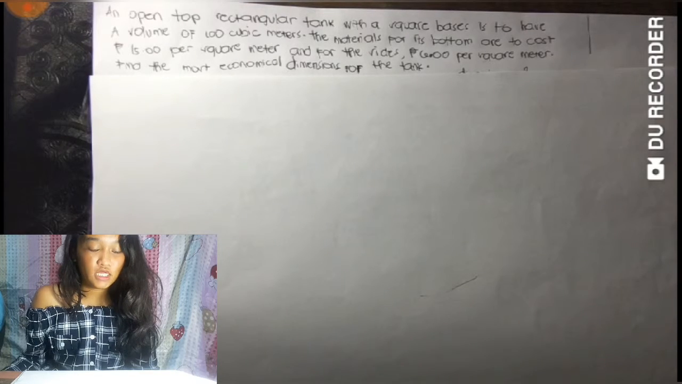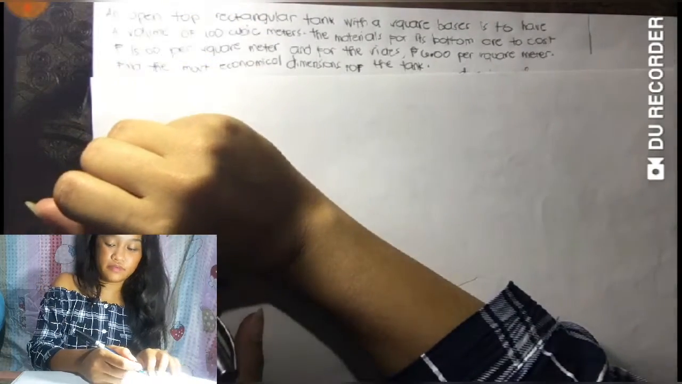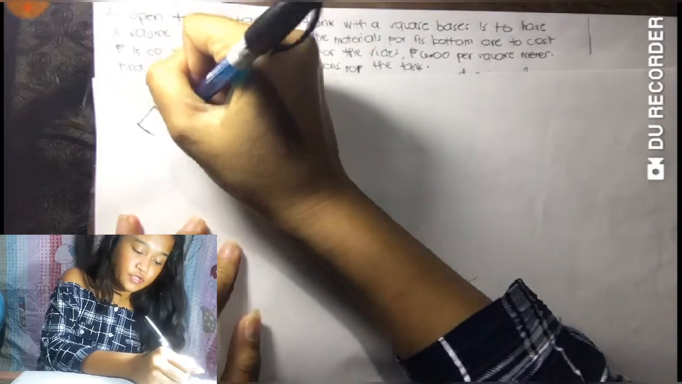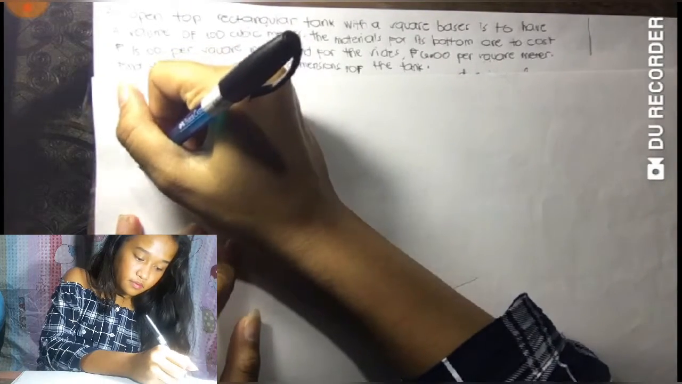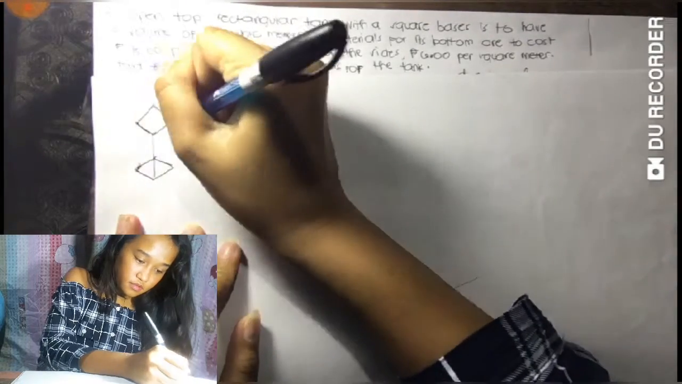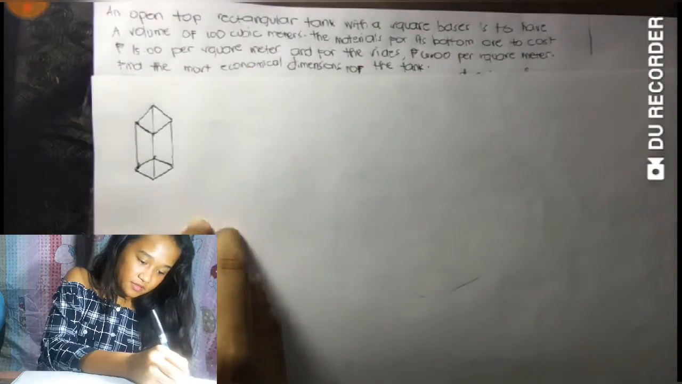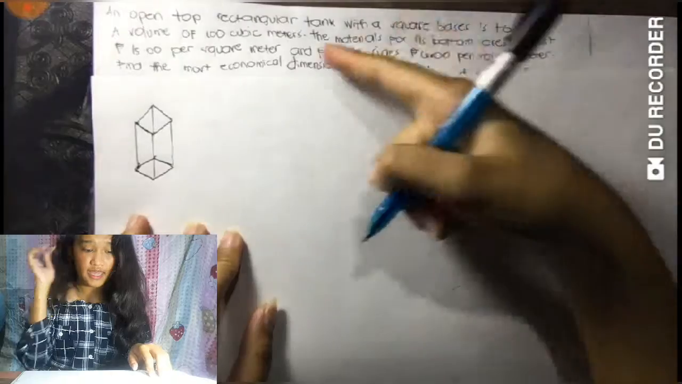Okay. For this problem, we need to find the dimensions of the given tank. But first, before we proceed, let's first visualize everything. It says here a rectangular tank with a square base. Let's first draw squares. Okay. Just think that this is a perfect square. It will look like that.